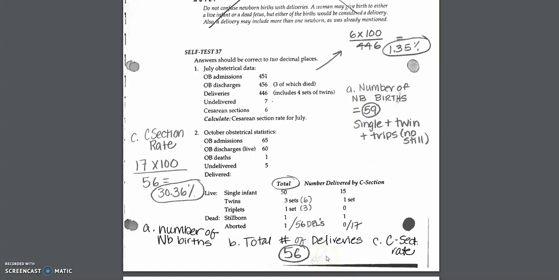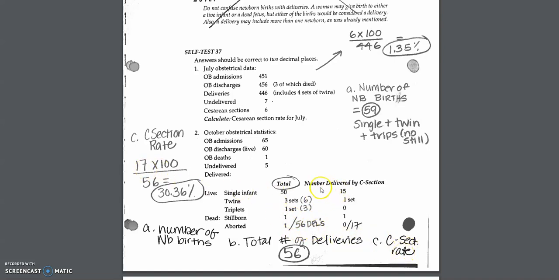On the total number of deliveries, when you read the rule in the textbook, you're going to include everyone unless otherwise indicated. So total number of deliveries, you've got 50 singles, 3 sets of twins, so 53, 1 set of triplets, 54, 1 stillborn, 55, 1 aborted, 56. So you see we've got a total of 56 deliveries. And we're going to take that 56 deliveries and put it into our C-section rate.